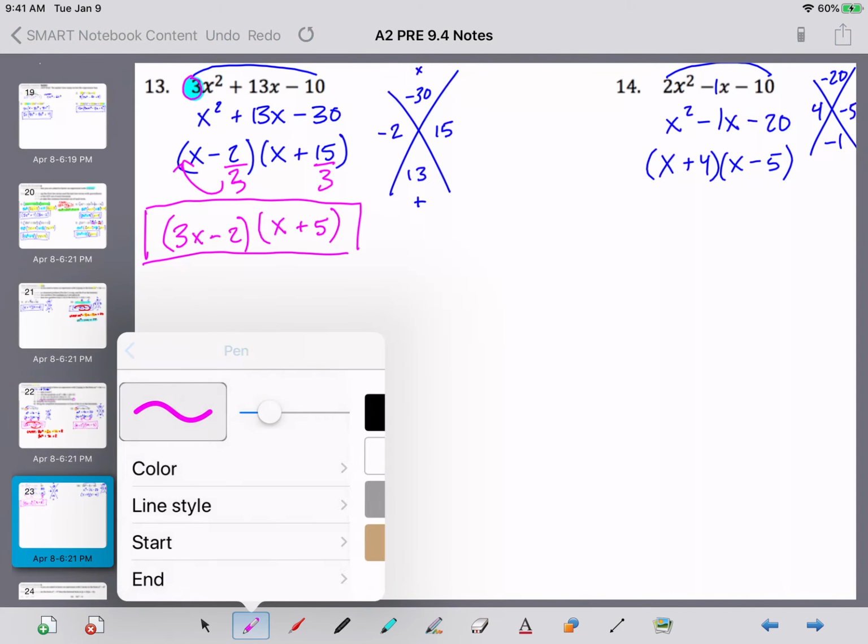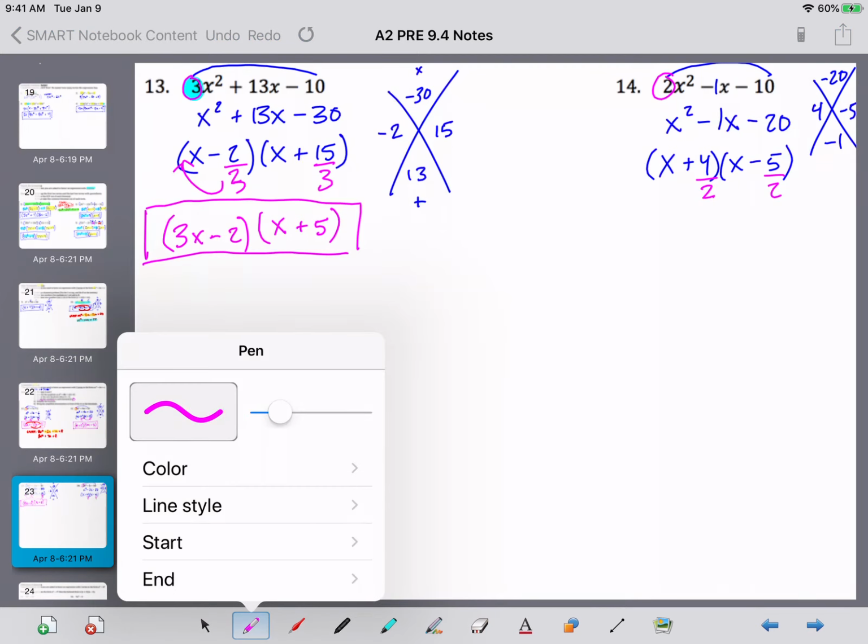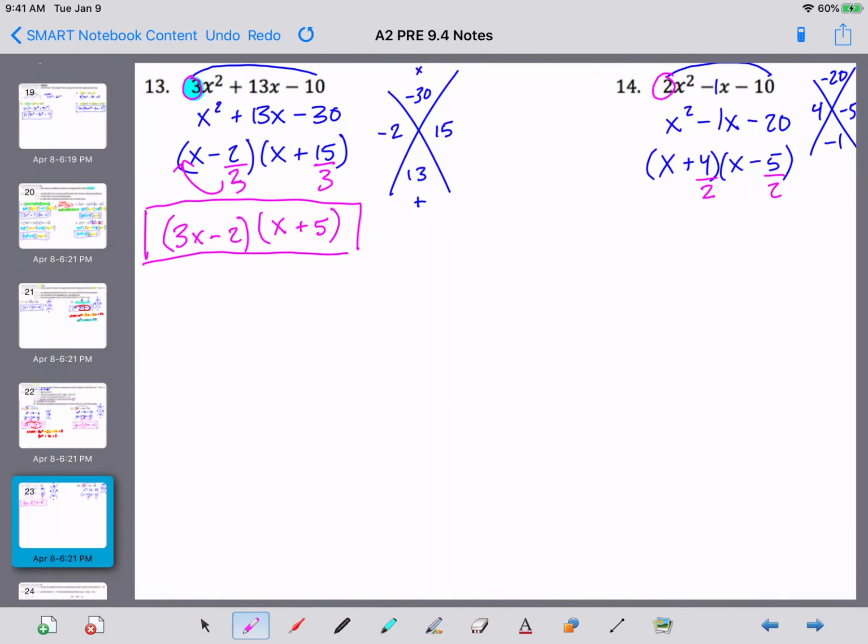And of course, we got to get that 2 back in. So divide the 4 by 2 and the 5 by 2. 4 divided by 2 is 2, so this is x plus 2. 5 cannot be divided by 2, so we bring that to the front, giving us 2x minus 5.